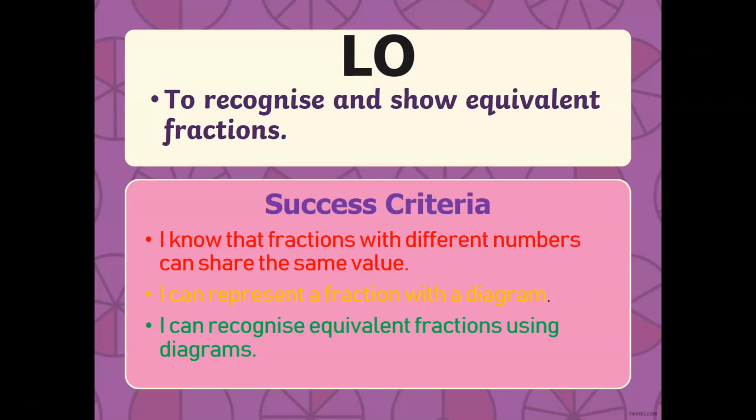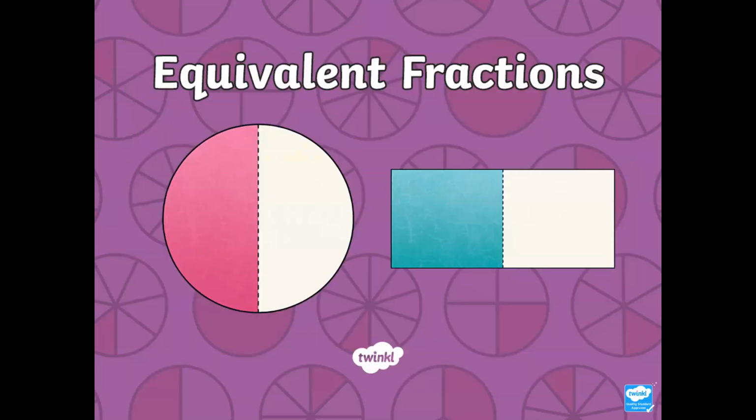Our learning objective is to recognize and show equivalent fractions. Success criteria. I know that fractions with different numbers can share the same value. I can represent a fraction with a diagram, and I can recognize equivalent fractions using diagrams.